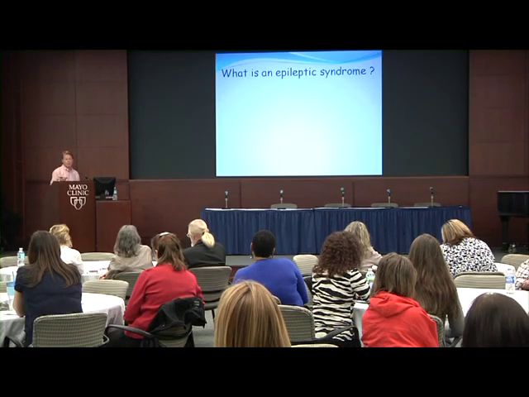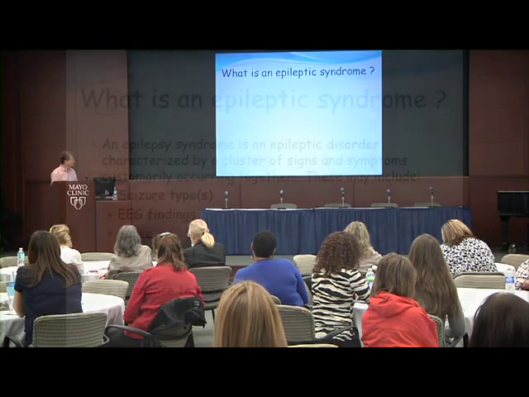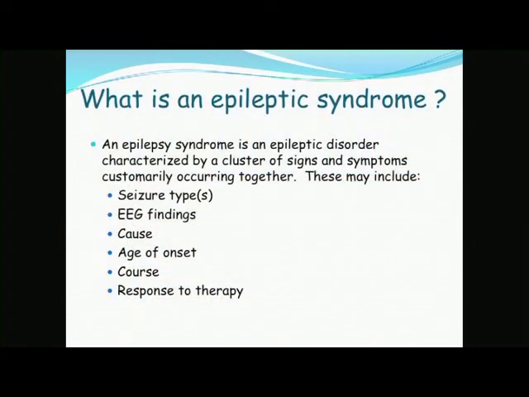The other term we sometimes use is an epileptic syndrome. An epileptic syndrome is a disorder that we characterize by signs and symptoms of the patients that occur together. This might include the type of seizure, like an absence seizure. It will include the EEG findings, and some syndromes have a typical EEG pattern. The cause of a seizure, perhaps idiopathic.